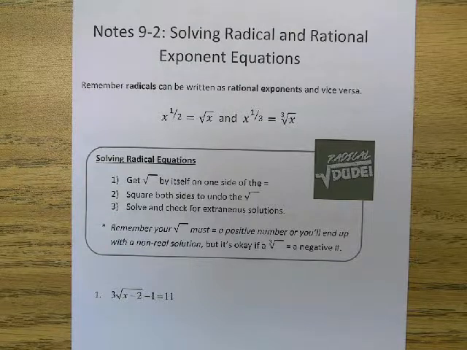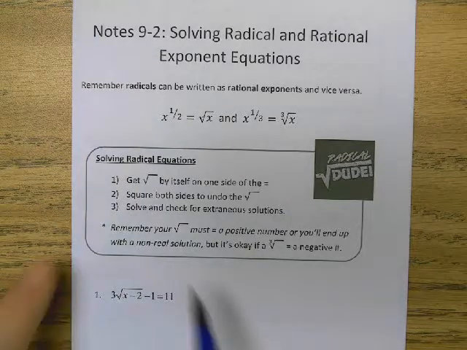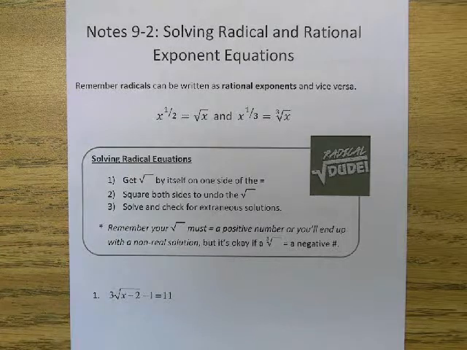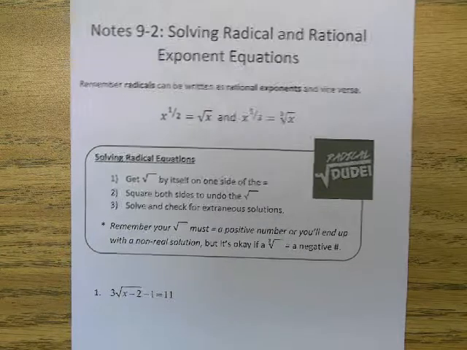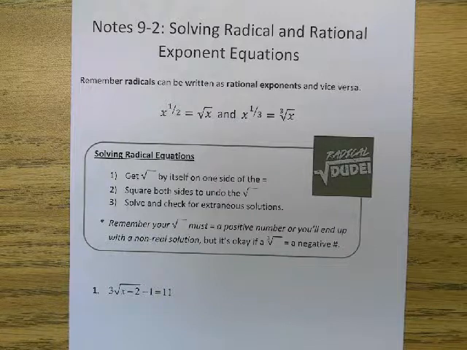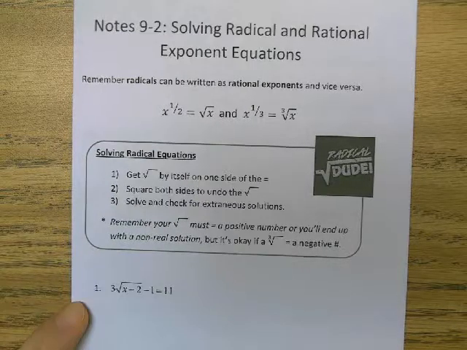When we solve radical equations, the first thing we want to do is get that square root by itself on one side of the equal sign. Once it is by itself, we can square both sides to undo that square root. So remember, this goes back to when we were trying to solve for inverses. How do you undo something? Then the last thing we want to do is solve and check for any extraneous solutions. So sometimes when we square both of those sides, we create an answer that isn't actually an answer. So we have to check those once we are done.